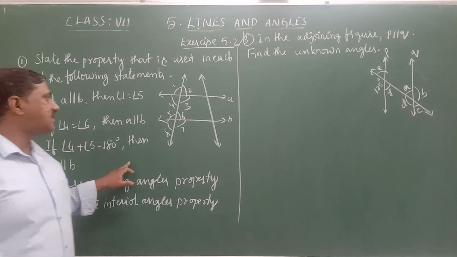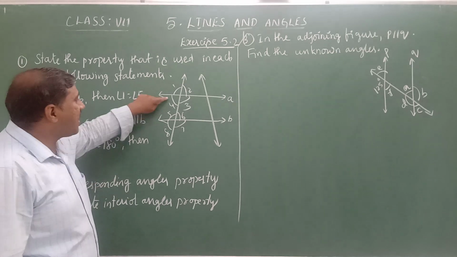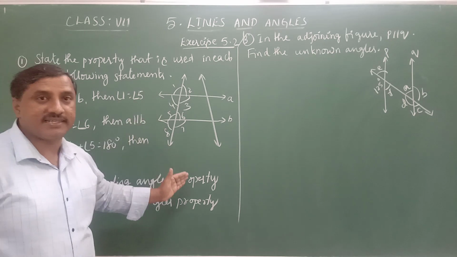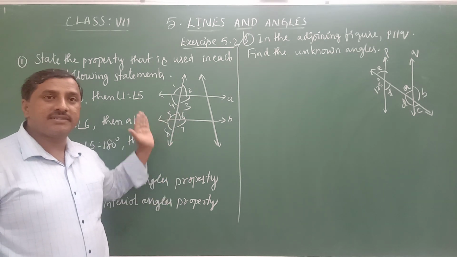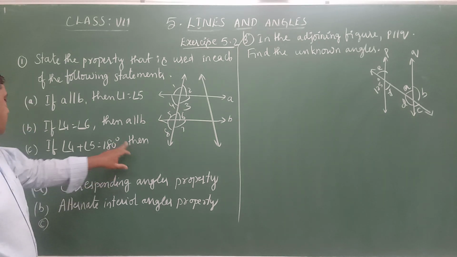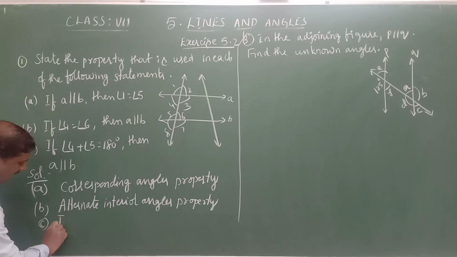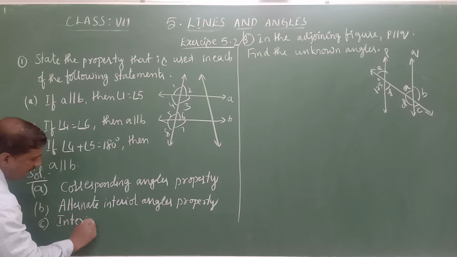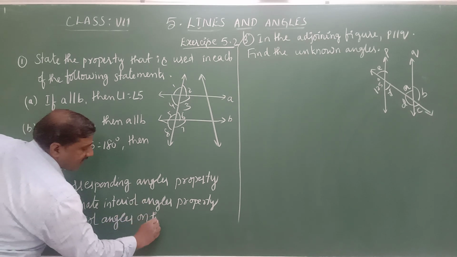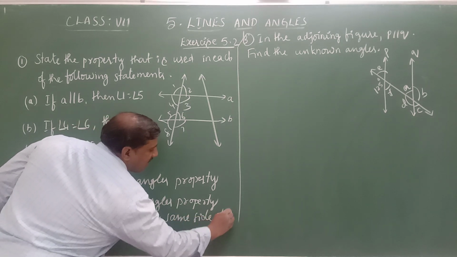Next, the C bit. If angle 4 plus angle 5 is equal to 180 degrees, what are angle 4 and 5? Interior angles on the same side of the transversal. If they are supplementary angles, that is 180 degrees, then A is parallel to B. Then what is the property here? It is interior angles on the same side of the transversal.